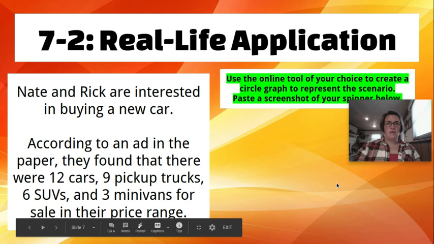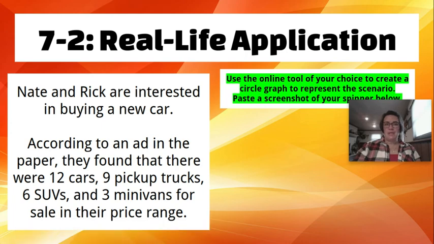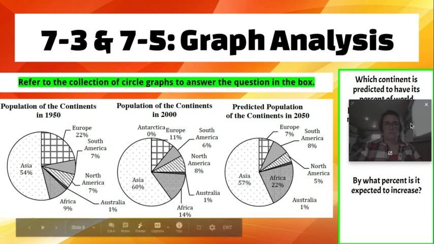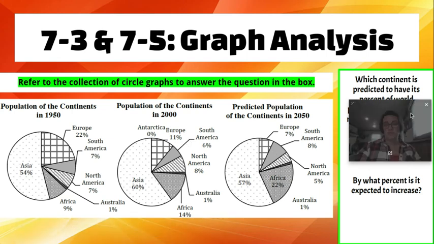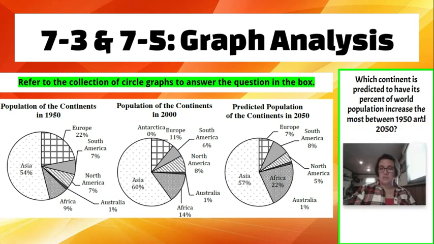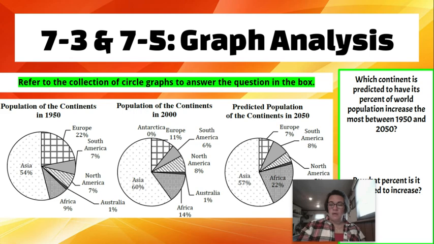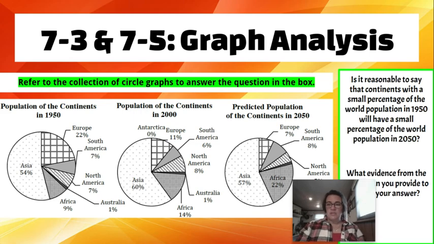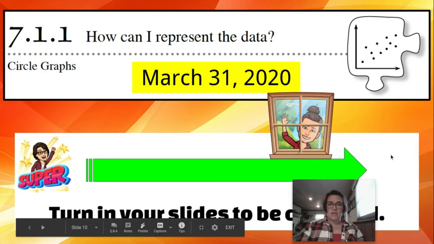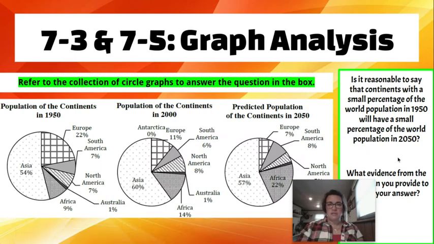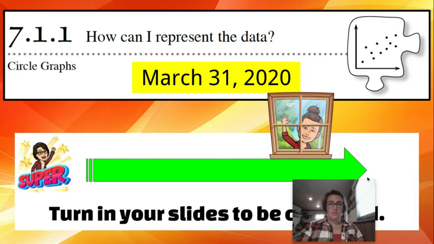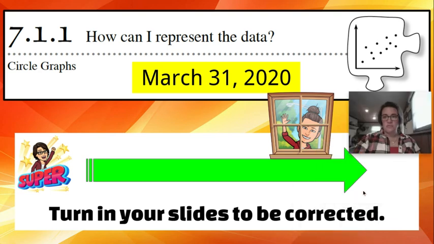Okay, and that wraps up the practice related to Nate and Rick buying their car. Then there are a couple other questions to answer in relation to these graphs, which talk about population growth from 1950 to 2000 to projected in 2050. Once you answer the questions on these slides, again, you can type directly in your own slides and put your answers in these text boxes. Then you will just turn in your slides when you finish.